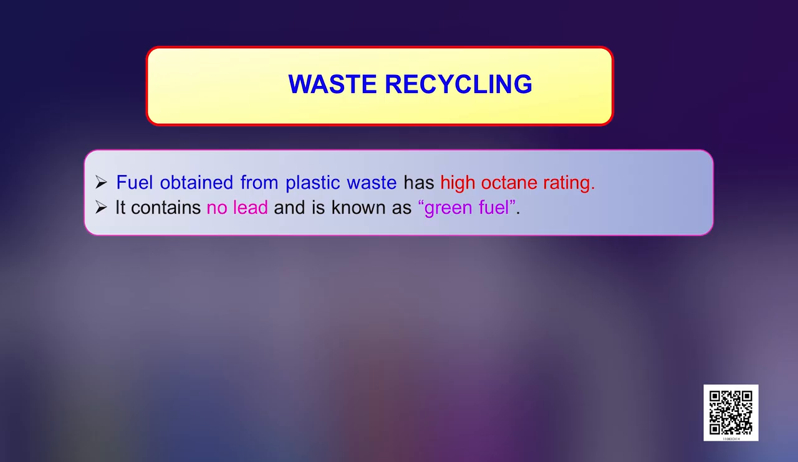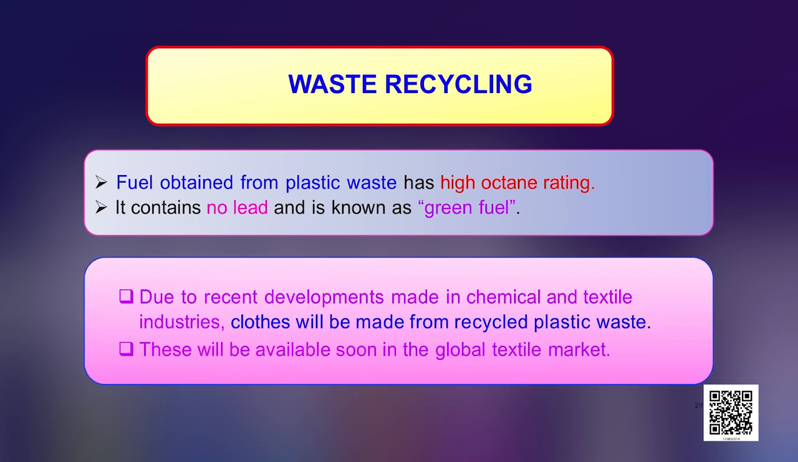Here, you may like to know about waste recycling. The fuel obtained from plastic waste has a high octane rating. It contains no lead and is therefore known as a green fuel. The second case is that, due to recent developments in the chemical and textile industries, clothes are being made from recycled plastic waste. These will soon be available in the global textile market.